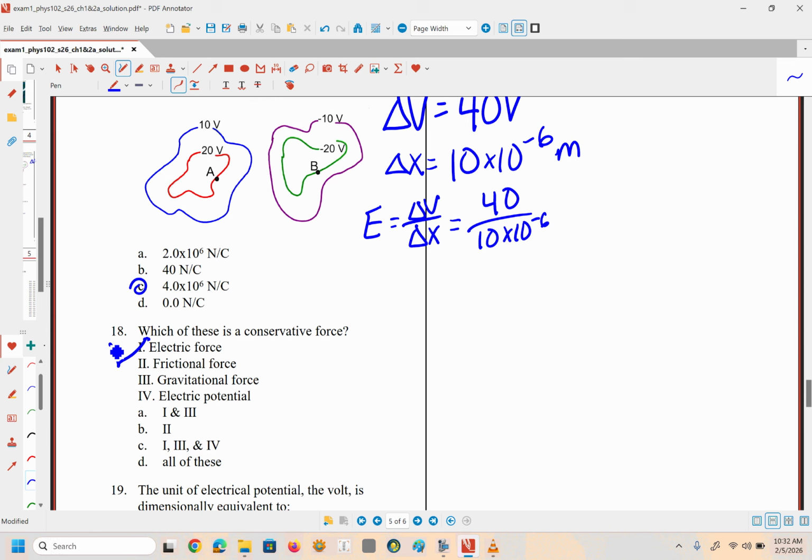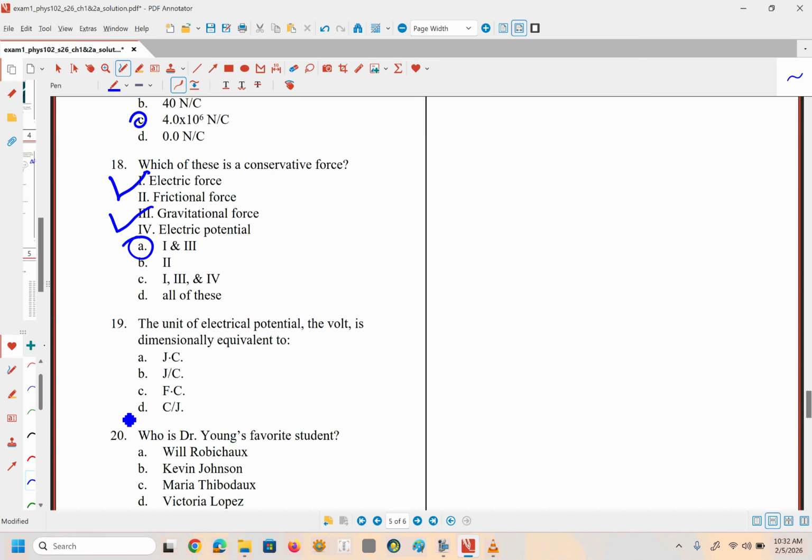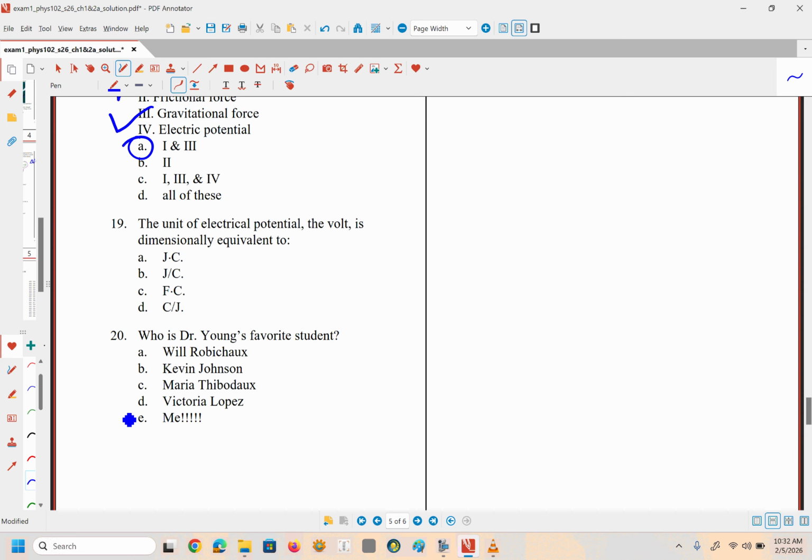Which of these is conservative? All right, 1 and 3 are the only conservative forces. And the unit of electric potential is an energy per charge, so that is joule per coulomb. I'll get rid of those little dots there.